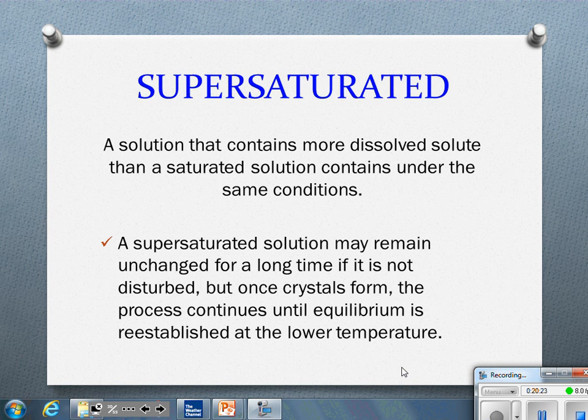That leads us to the bottom part there. A supersaturated solution may remain unchanged for a long time if you don't disturb it. But once it's disturbed, all of the extra solute that is dissolved will come out of solution. Okay? It will come out of solution.